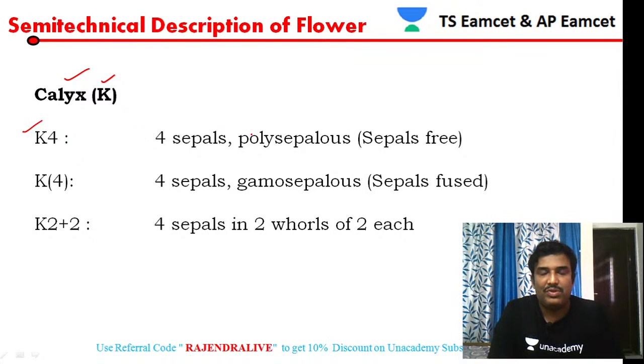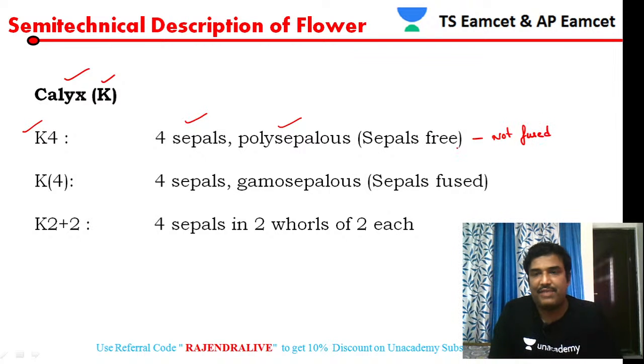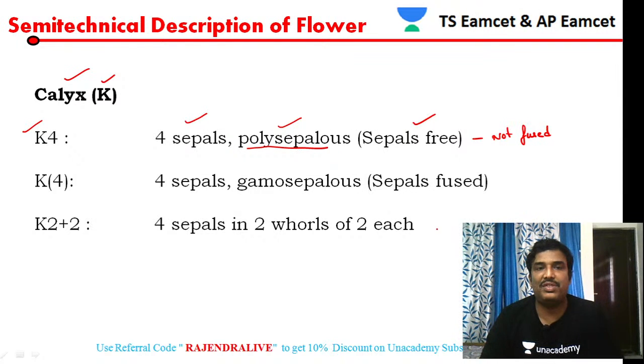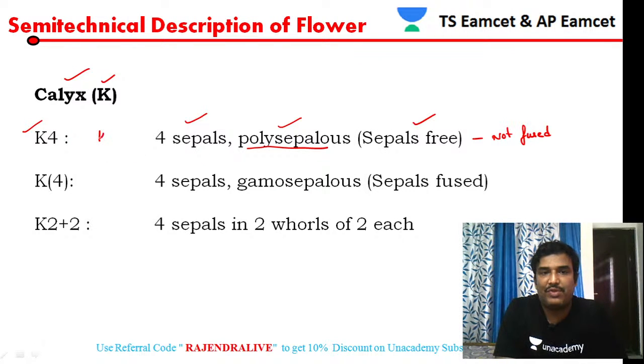K4 means that the flower has 4 sepals, and there is a condition called polysepalous. If the sepals are not fused, or the sepals are free and freely arranged, such a condition is called polysepalous. So if 4 sepals are present, we simply represent it as K4. K4 is generally used.